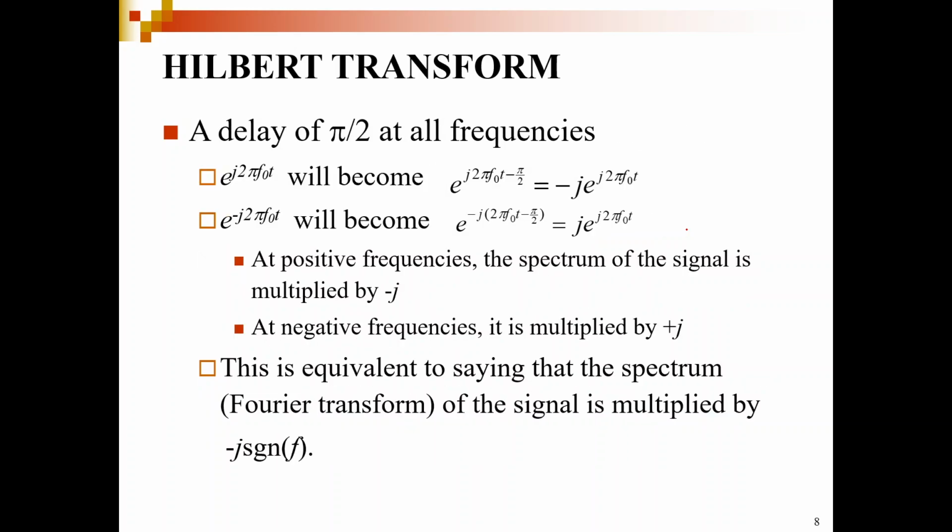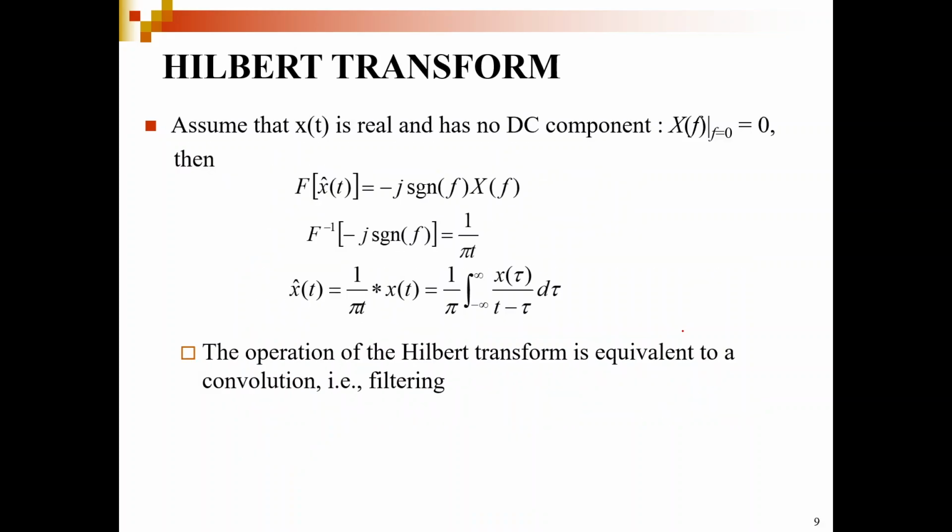If we look at the delay, if we represent e to the power j 2 pi f naught t, after the delay of pi by 2 you are going to get minus j into e to the power j 2 pi f naught into t. If we have e to the power minus j 2 pi f naught into t, after the Hilbert transformation, which is the delay of pi by 2, we are going to get j into e to the power minus j 2 pi f naught into t. That is, positive frequencies will be multiplied by minus j and the negative frequencies will be multiplied by plus j. So this is the representation.